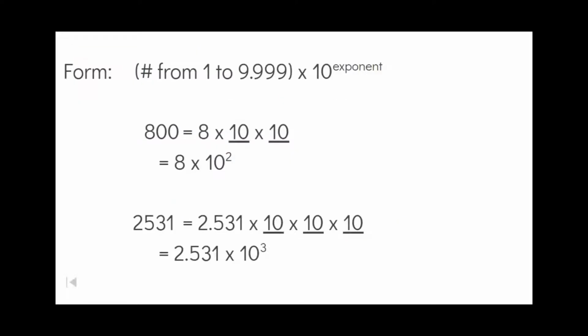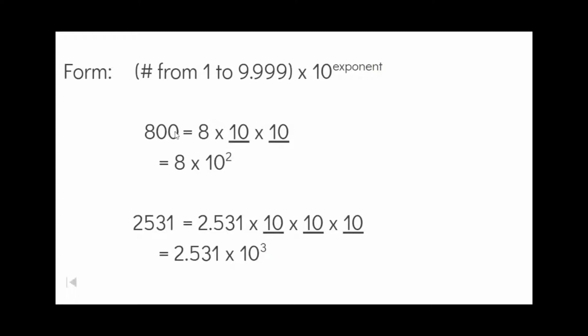For example, this is what scientific notation form looks like. Any number from 1 to 9.999 times 10 and an exponent. So the number 800, for example, can be written in scientific notation.